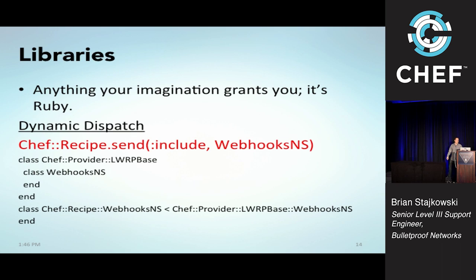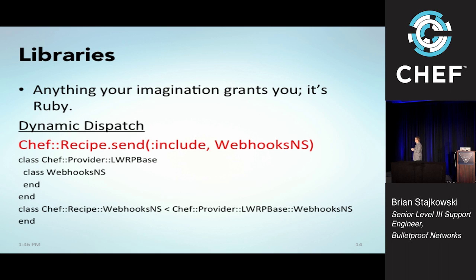Now libraries, I'm not going to get too much into libraries. Libraries are great as far as containing namespaces of methods that you create. Webhooks Cookbook is a good example. The Webhooks Cookbook is a library that I provide, and you can reutilize that in any provider that you want to create and get the response back from your API or whatever you're calling. So libraries are great. You might notice this chef recipe send, that's called dynamic dispatch. I'm executing code at runtime with Ruby. So I'm including that namespace, that class namespace, into the chef recipe class at runtime.